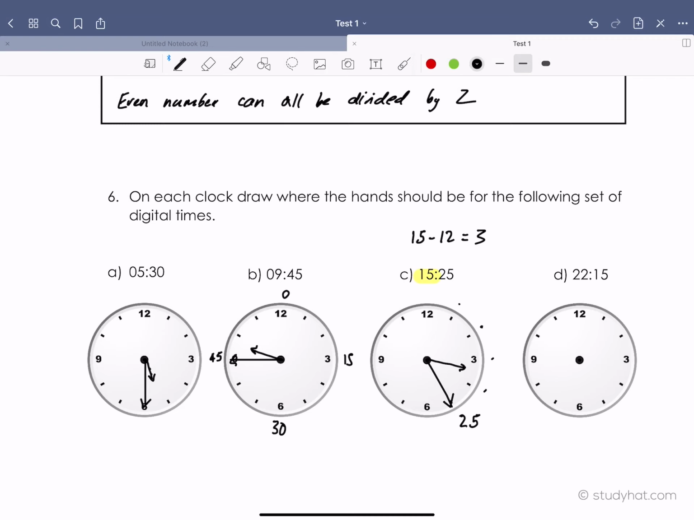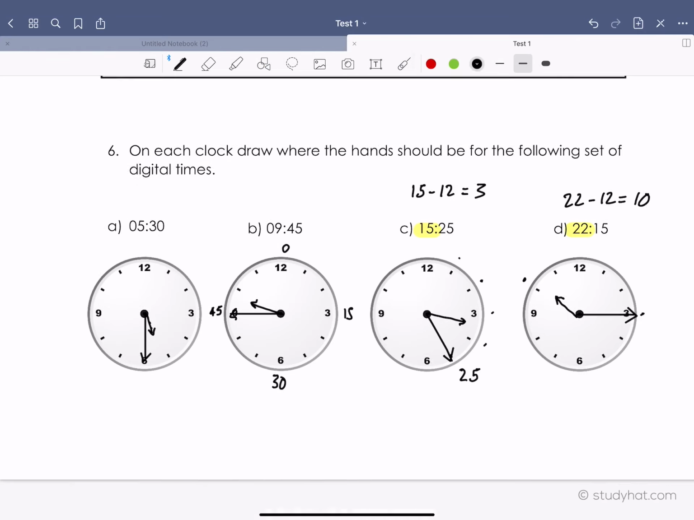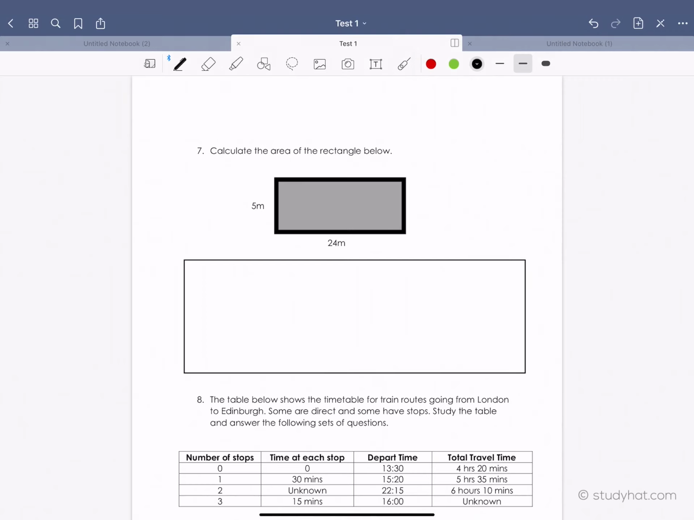And finally, 22:15. We need to convert this one as well. 22 minus 12 is 10. So this is 10 o'clock at night, 10:15. 15 we know is here, so the big hand goes towards the 15. And then this is 11, this is 10 here, right? So the small hand needs to be just a bit past the 10 for 10:15. Good.